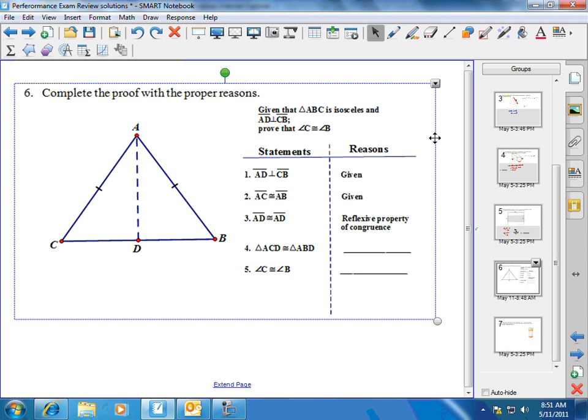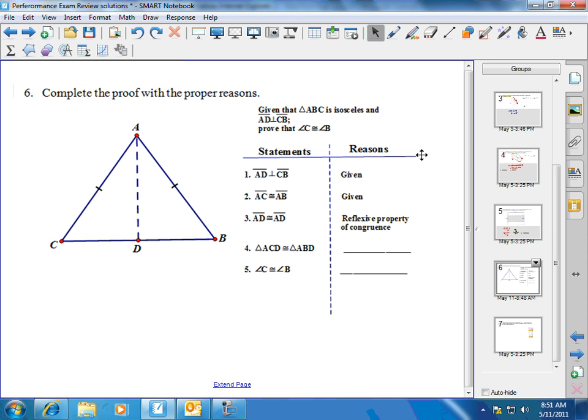Okay, now we're looking at number 6, a simple proof here. Complete the proof with the proper reasons. When we look at what's given, it says triangle ABC is an isosceles triangle where segment AD is perpendicular to segment CB. Prove that angle C is congruent to angle B.